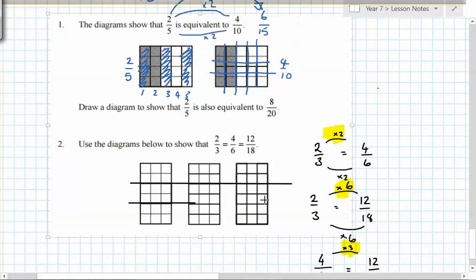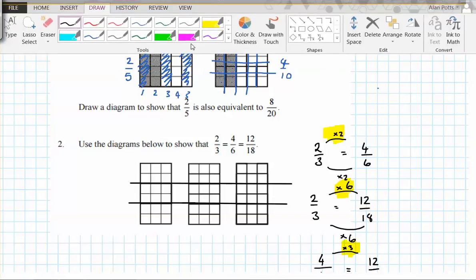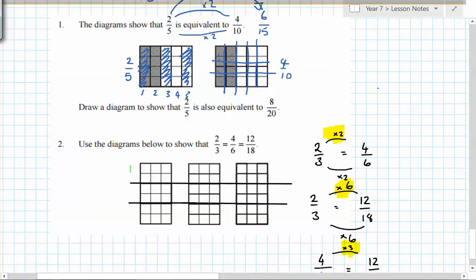Well, what you could do for the second one is 4 out of 6. But before we go there, how do I show 2/3? You shade in 2 sections. So that's one section, and that's the second section. The fact they're equivalent means that every diagram has to have the same amount shaded.